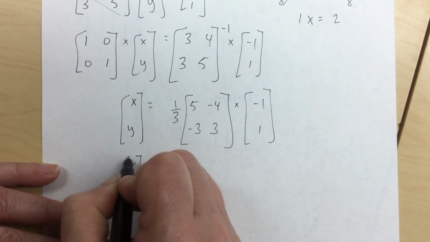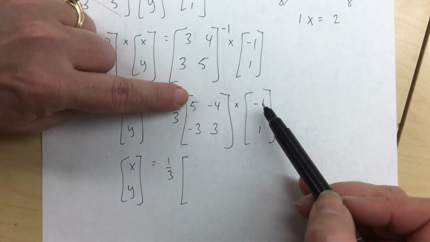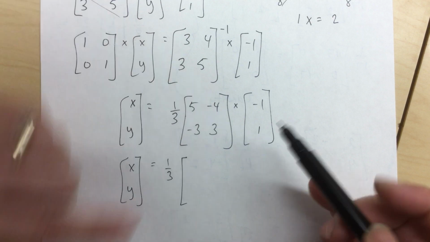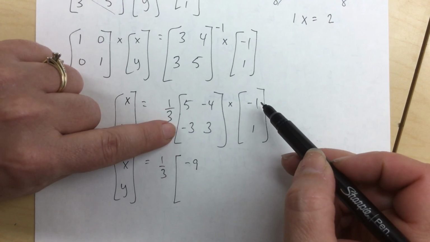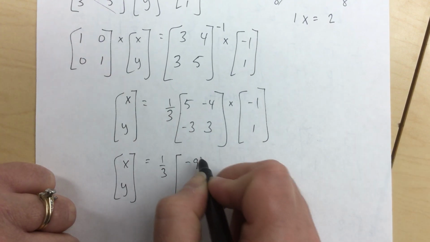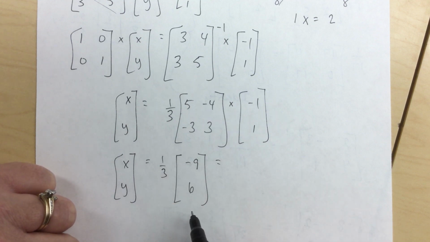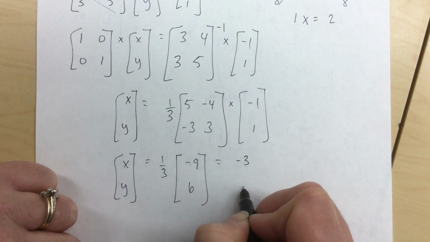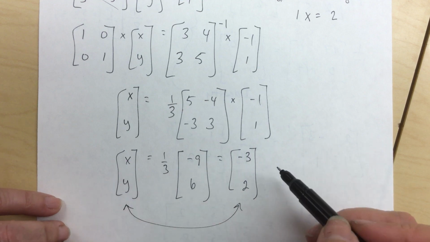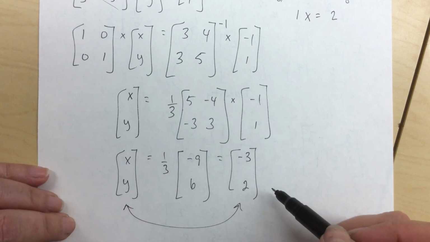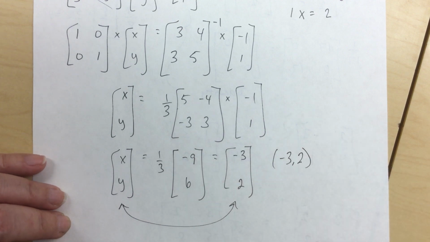So xy is equal to 1/3. Now, I'm going to do matrix multiplication. -5 plus -4 is -9. Now, I come down to my bottom row. +3 plus 3 is 6. Now, I'm able to multiply my 1/3 through there and get nice little integers. So that gives me a -3 on top, a 2 on the bottom. And if that is equal to xy, then that means x equals -3 and y equals 2. So my ordered pair that's a solution for this system of equations is negative 3, 2.